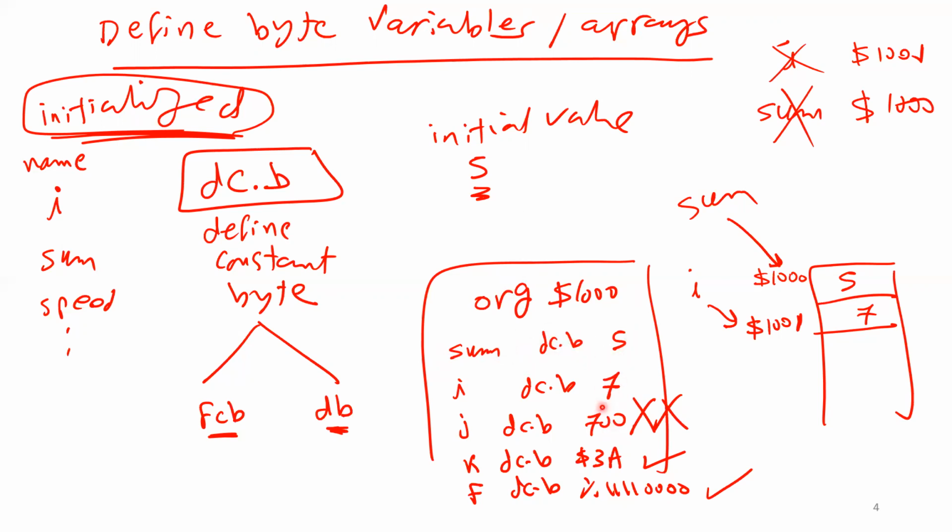Any question? You said that there are spaces or there aren't spaces? No, there are no spaces in the name, similar to any programming language. If you want to put two words, you have to put an underscore or hyphen between them, but you should not leave a space. Is that clear? So I'm still a little bit confused. So between sum and dc.b, there's no space.